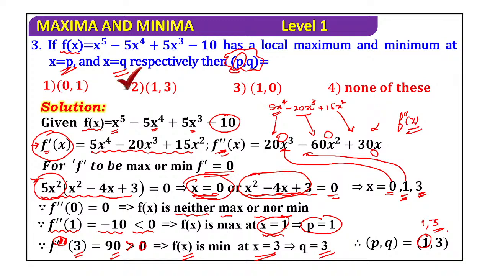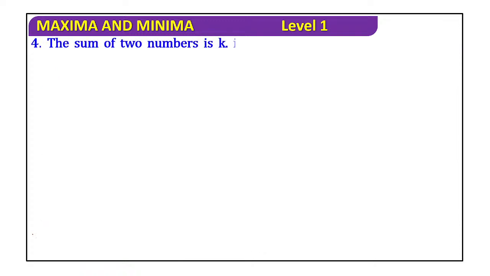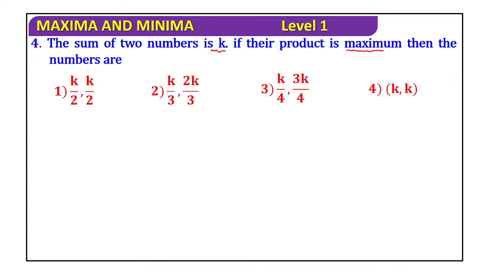Let us go for the next problem, that is problem number 4. The sum of two numbers is k and their product is maximum. Then what are the two numbers they are asking? These are the four options.